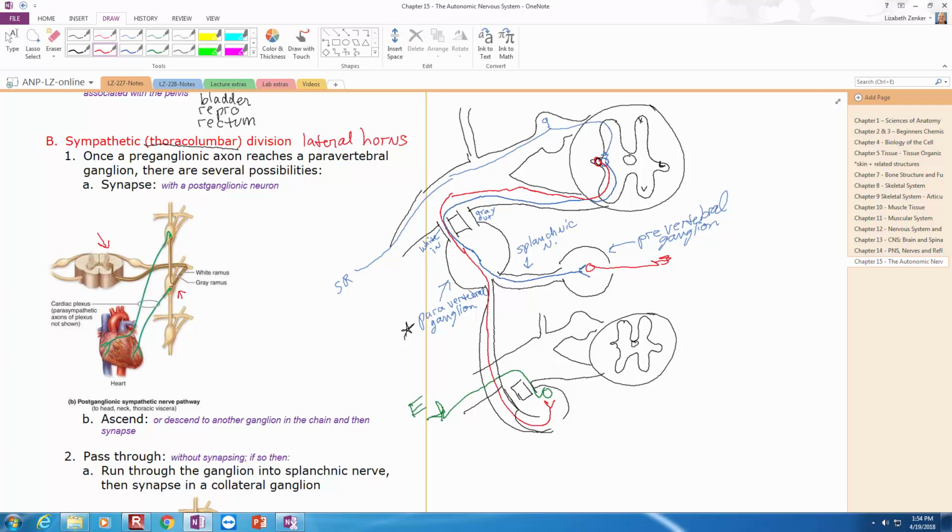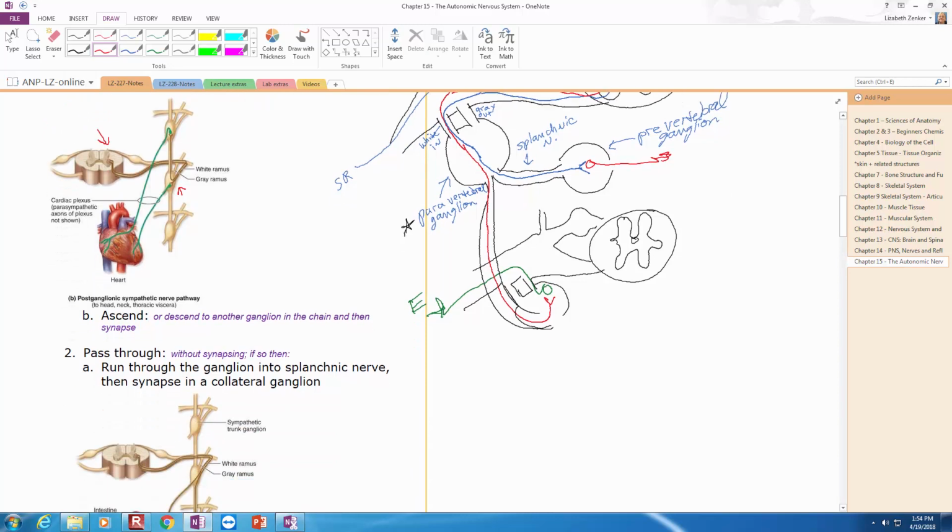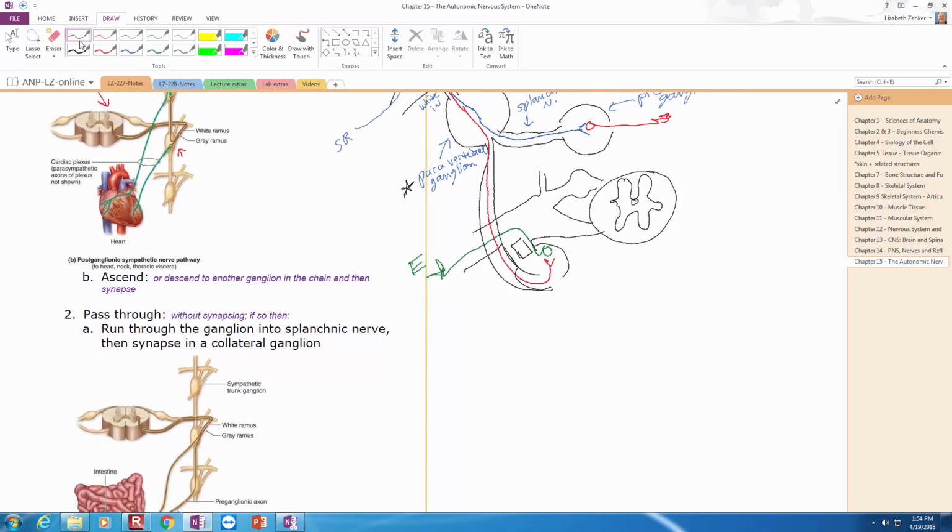If it passes through without synapsing, so no synapse, then it's going to move from the paravertebral ganglion to the next paravertebral ganglion. So that was number 2 here. I should go back to black again. So it says pass through without synapsing. If no synapsing in the paravertebral ganglion, we'll just put gang, and it runs through, then it could also end up at the prevertebral ganglion.